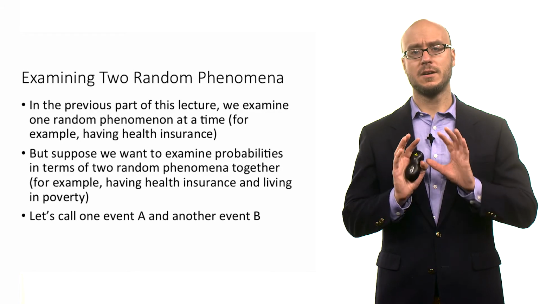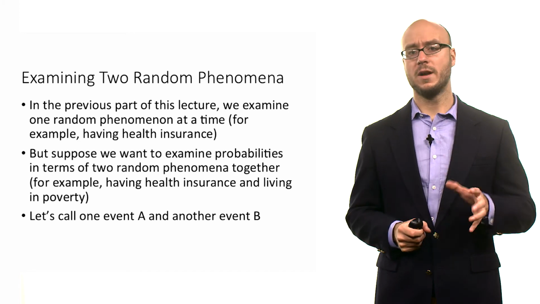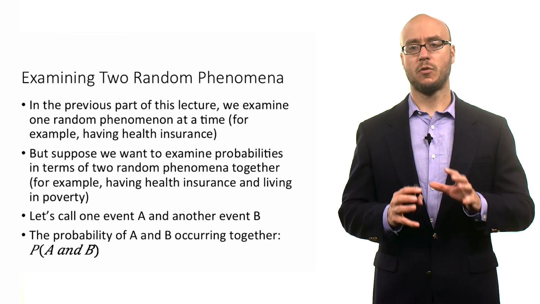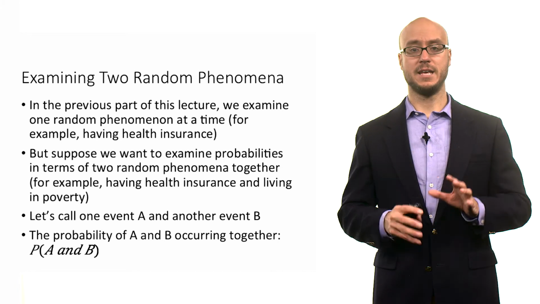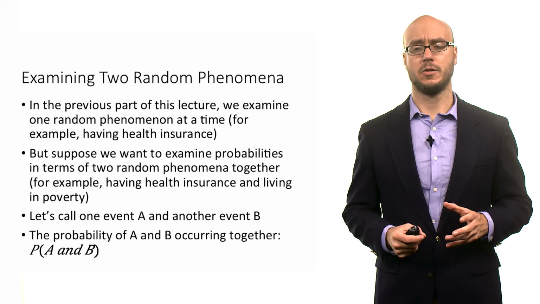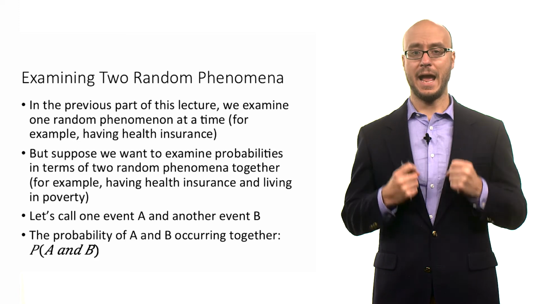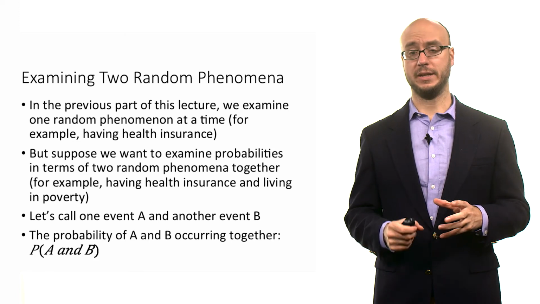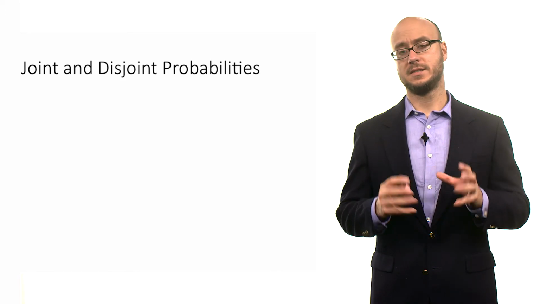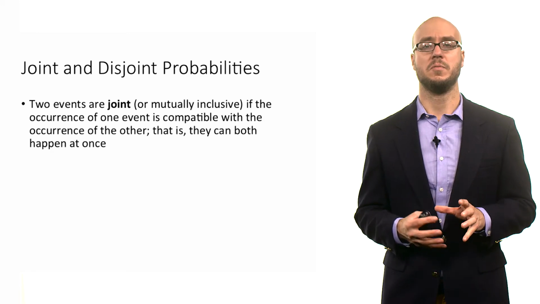So let's talk about looking at two random phenomena, and we're going to call one event A and one event B. Before we talked about the probability of event A equals some probability, but when we talk about A and B occurring together, we want to talk about the probability of A and B. So we assign a probability to these two events occurring together. This leads to the discussion of joint versus disjoint probabilities.